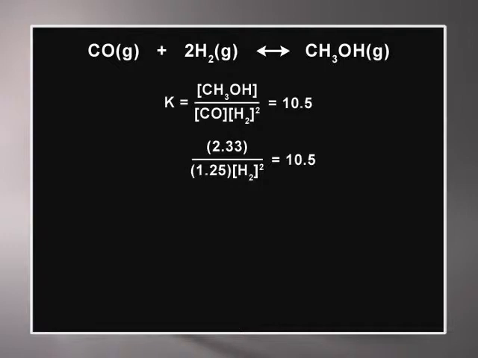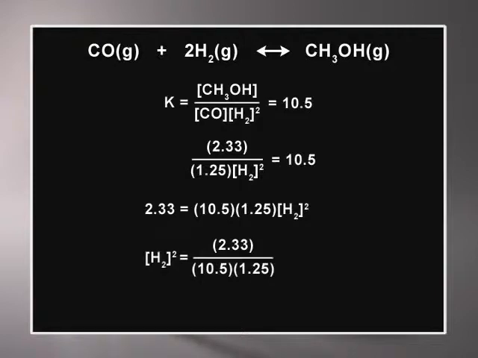First, we'll cross-multiply. So cross-multiplying, we get that 2.33 equals 10.5 times the denominator of the equilibrium constant expression, or 10.5 times 1.25 times the concentration of hydrogen squared. Then, dividing both sides by 10.5 and 1.25, or rearranging the expression however you think of it, we get the concentration of hydrogen squared, and that's very important, is equal to 2.33 divided by 10.5 and divided by 1.25, which equals 0.178.